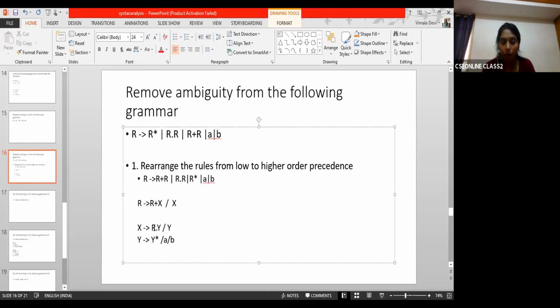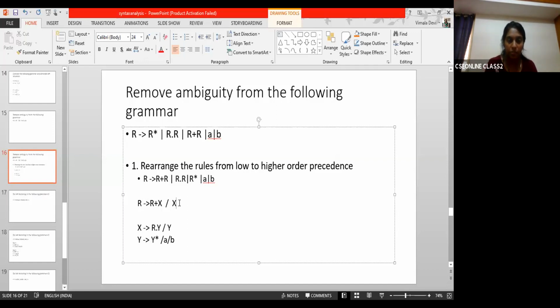R is not directly supporting the concatenation operation. Please observe that. R must be replaced by X. So when you draw the parse tree, R appears at the root, X will appear as a child node, and then from X, it can support the concatenation operation. That's how you are bringing the concatenation operation one level below in the parse tree.